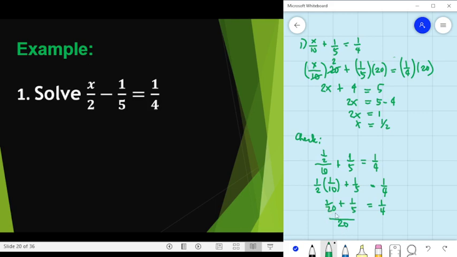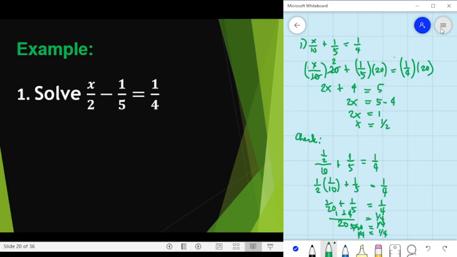20 divided by 20 is 1 times 1 is 1. 20 divided by 5 is 4 times 1 is 4. So 1 plus 4 is 5 over 20, and 5 over 20 can be reduced to 1/4. So 1/4 is equal to 1/4. Okay, since we've got the same value of 1/4 on the left side and 1/4 also on the right side, therefore we can be sure that the value of x is 1/2.